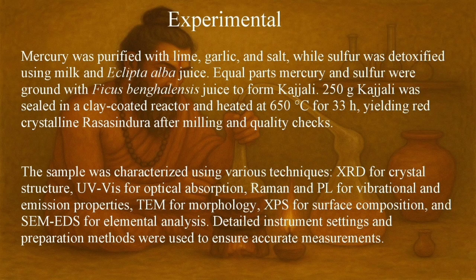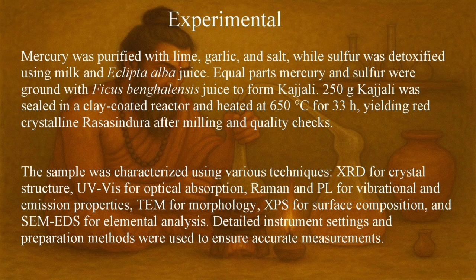To prepare rasasindur, mercury was purified with lime, garlic, and salt, while sulfur was detoxified using milk and Eclipta alba juice. Equal parts mercury and sulfur were ground with Ficus bengalensis juice to form kajali. 250 grams of kajali was sealed in a clay coated reactor and heated at 650 degrees Celsius for 33 hours, yielding red crystalline rasasindur after milling and quality checks.